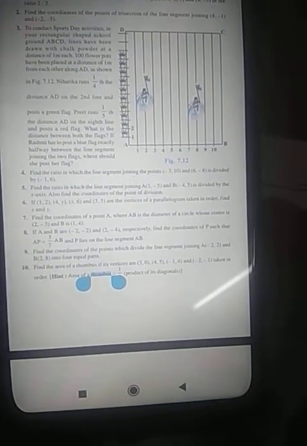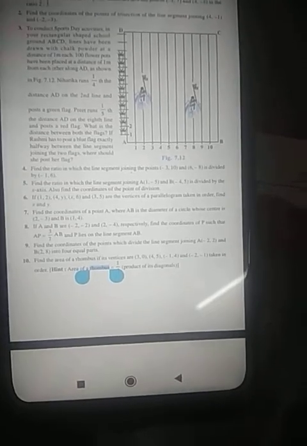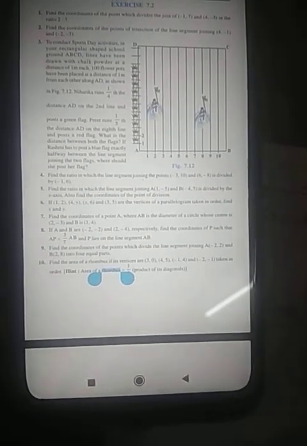Next, the last question. So what is the last question? Find the area of the rhombus if its vertices are (3, 0), (4, 5), (-1, 4) and (-2, -1) taken in order. So they have given a hint. In the examination they won't give the hint here.